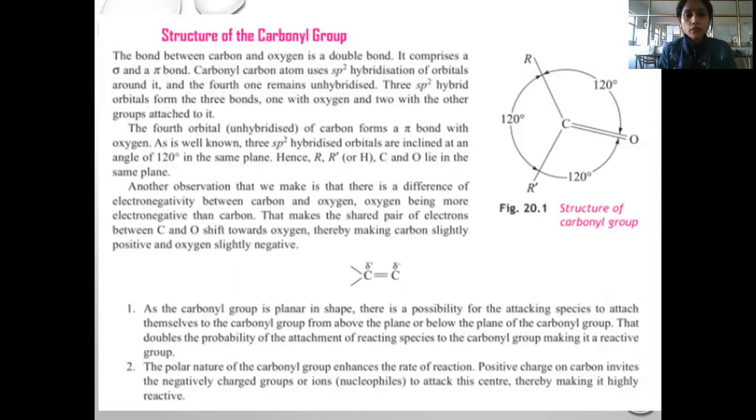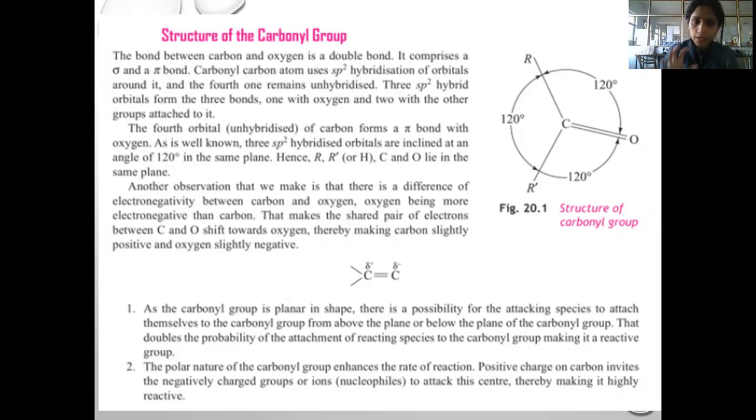Now, if you see the structure of the carbonyl compound, we see that the bond between carbon and oxygen is a double bond. That means one sigma and one pi bond. Because the bond is a double bond, it is sp2 hybridization. That means three sp2 hybrid orbitals form three bonds, one with oxygen and two with the other groups attached to it. Now, if we see the angle between them, it is 120 degrees.